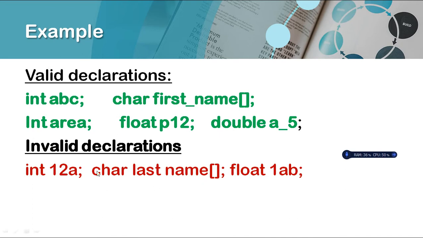Now you can see here the declaration of variables, int 1 to a. This is not a valid variable declaration because your variable name does not start with an alphabet, and it does not start with an underscore. It starts with a numerical value, so it is not allowed. And here see, char last name. Here you can observe the space between last and name. It doesn't allow that in the C programming language, so this is also not valid. And here you can observe that your variable name consists of numerical values and alphabets, but it starts with a numerical value. Because of that reason, these are invalid declarations of variables.